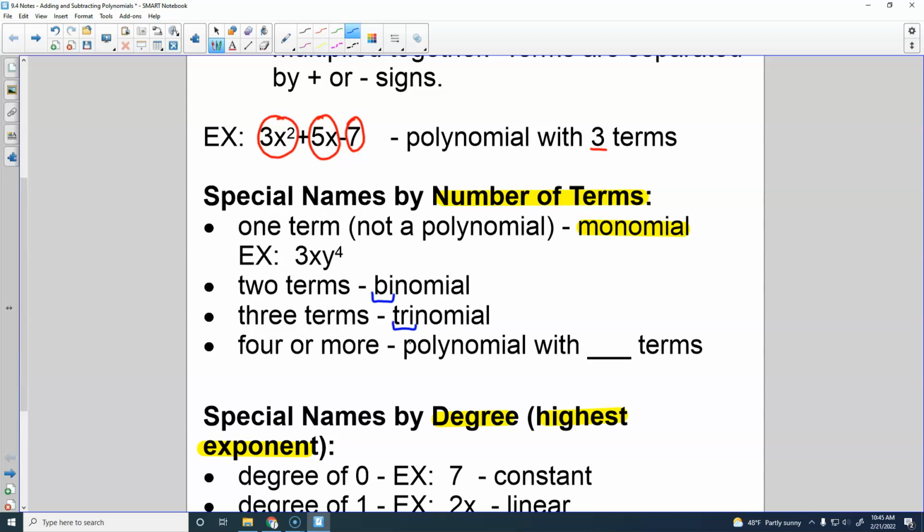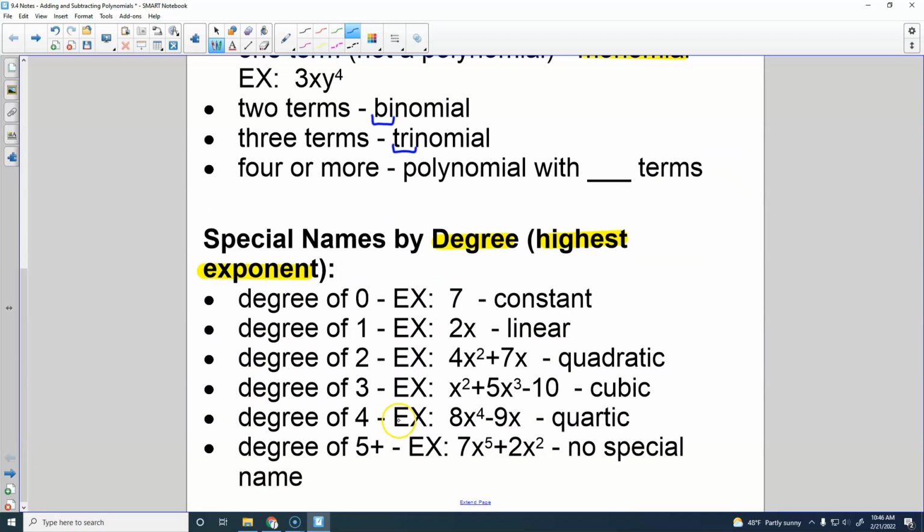And anything 4 or bigger we don't have a special name for. We would just call it a polynomial with however many terms. So if we had 7 terms, we'd just say it was a polynomial with 7 terms. Or if we had 4 terms, it'd be a polynomial with 4 terms. All right. So those are fairly simple to come up with. Monomial, mono is 1. Binomial, bi is 2. Trinomial, tri is 3. And then anything bigger than that, just polynomial with that number of terms.